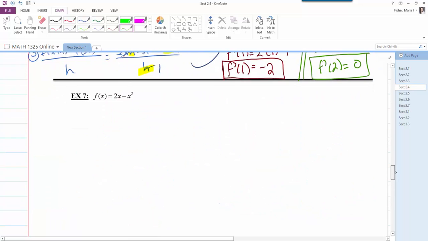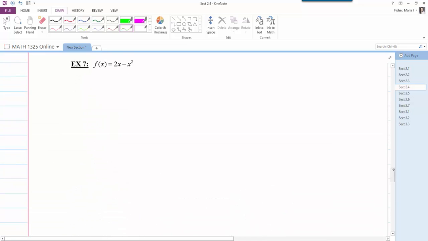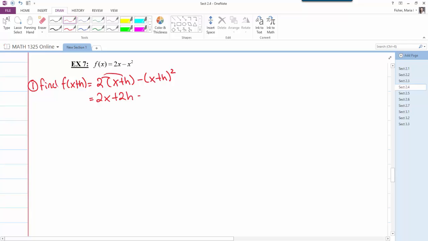Let's do one more of these, and then we're going to look at things being non-differentiable. 4-step process again. Step 1, f of x plus h. So we have 2 times x plus h minus x plus h squared. So if I distribute my 2, I have 2x plus 2h minus, I'm going to write this twice in FOIL. So 2x plus 2h minus x squared minus, plus xh plus xh plus h squared.